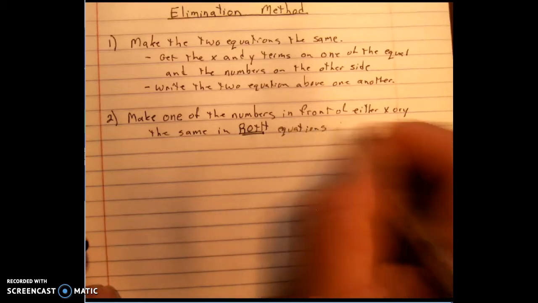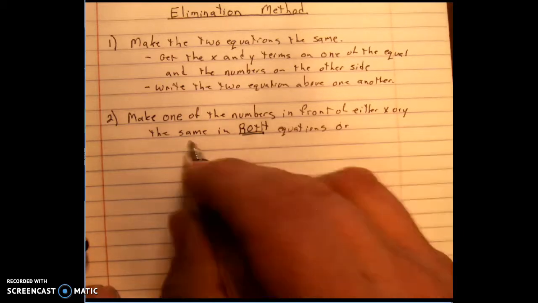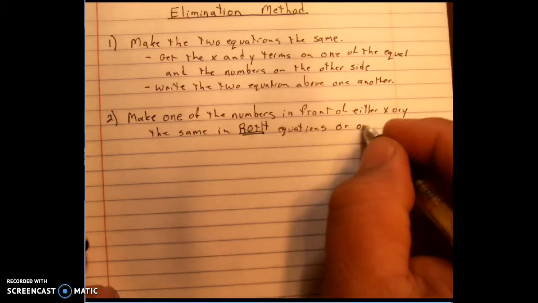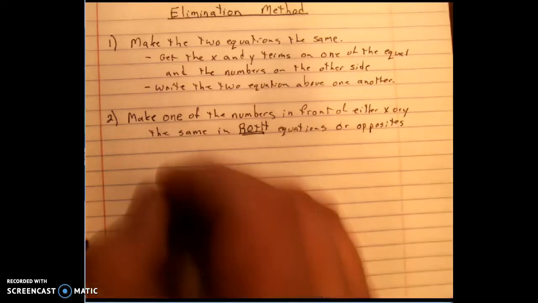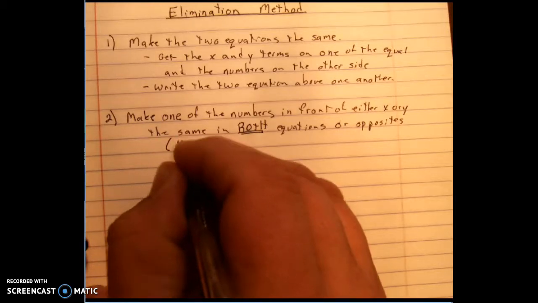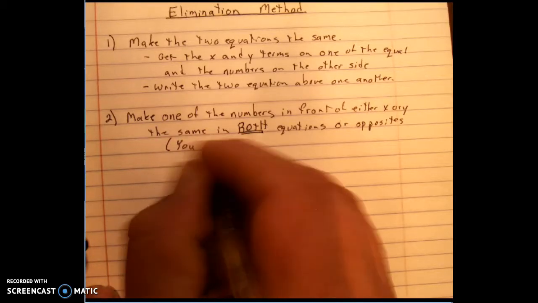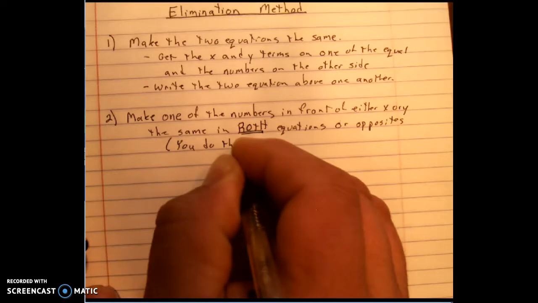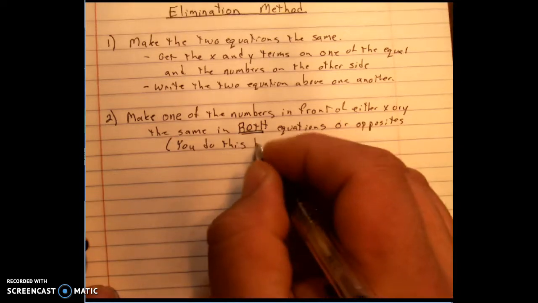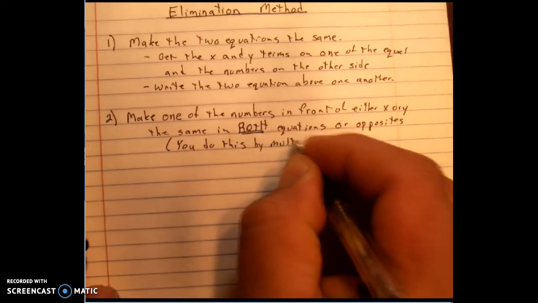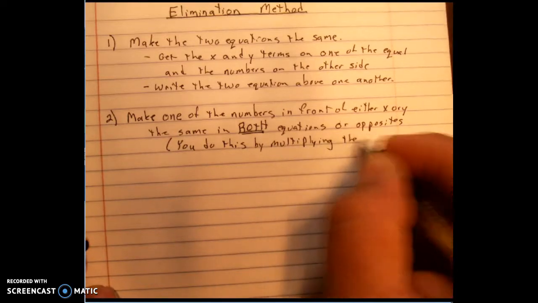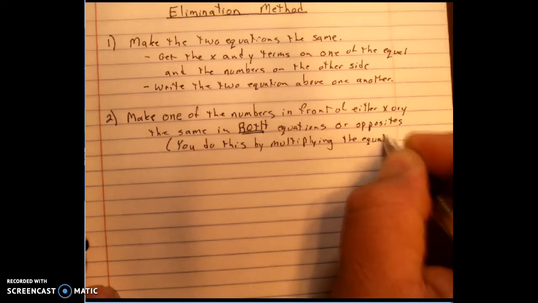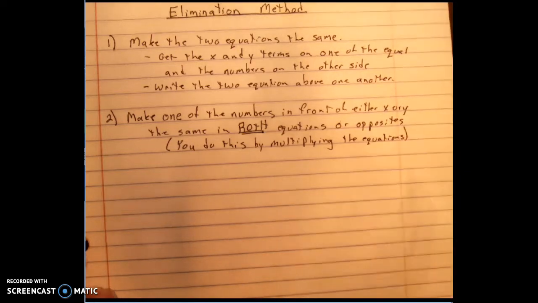Now, they can be either the same or they can both be opposites of one another. You'll see what that looks like. And we can do this by multiplying the equations. And sometimes it's one equation, sometimes we have to actually multiply both equations.